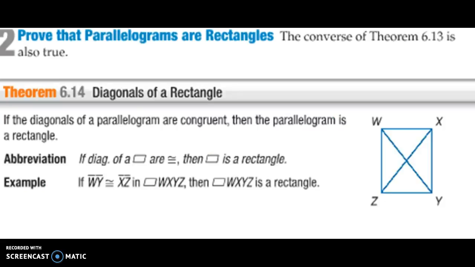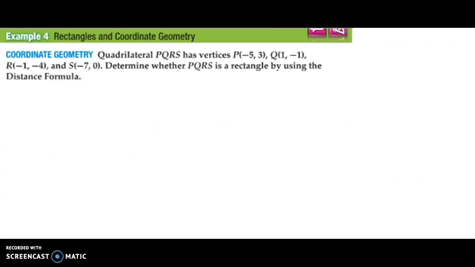So our next theorem, theorem 6.14, says diagonals of rectangles. If the diagonals of a parallelogram are congruent, then the parallelogram is a rectangle. So now we know if we have two diagonals, we can find the length of those, and if they are the exact same, meaning they're congruent, then it's going to have to be a rectangle.